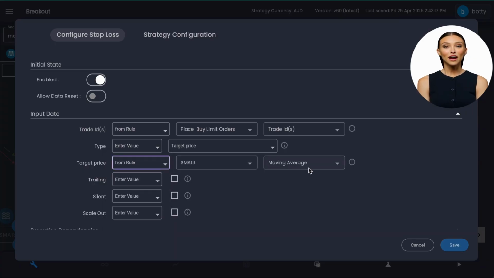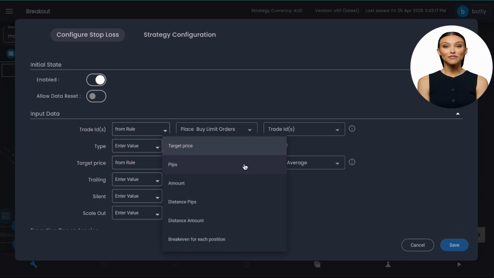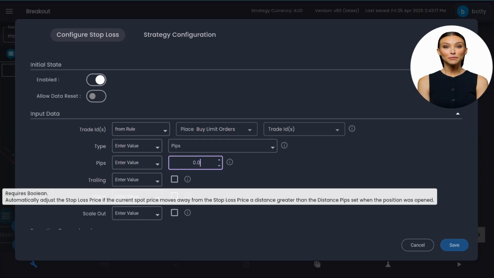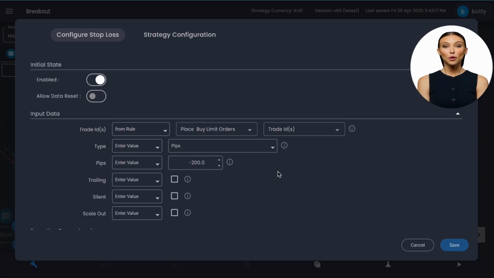Next, you can define your stop-loss in terms of pips. This approach sets the stop a fixed number of pips away from the trade's entry price. The number of pips is negative for a stop-loss that will close the position at a loss, or positive if the position is closed in profit.